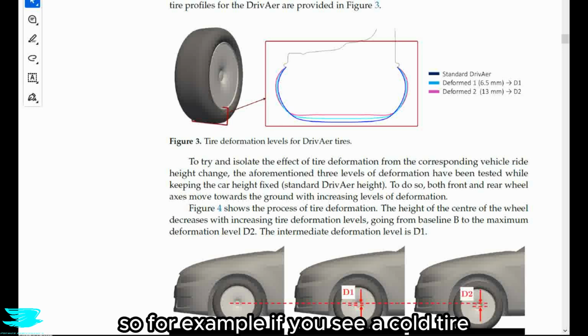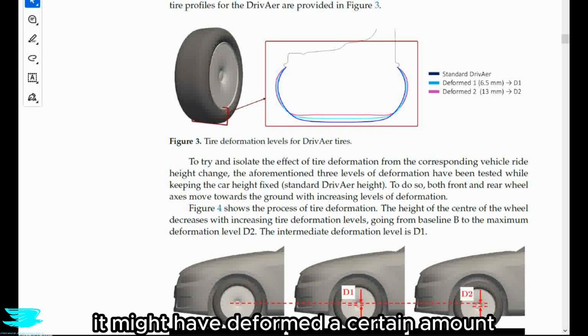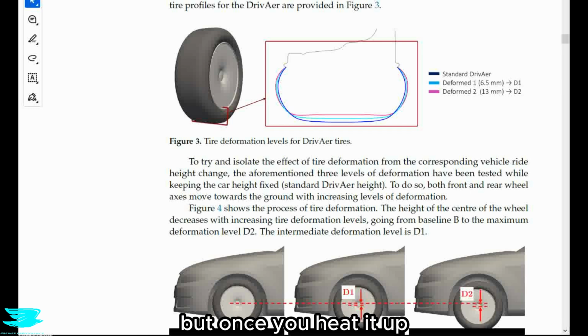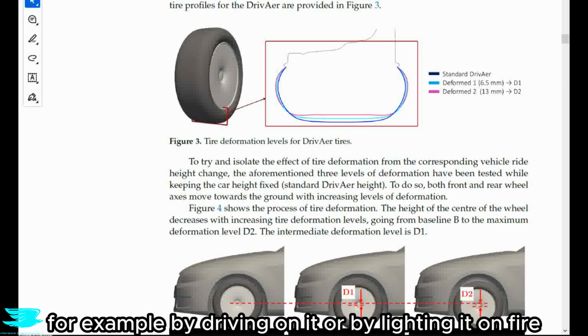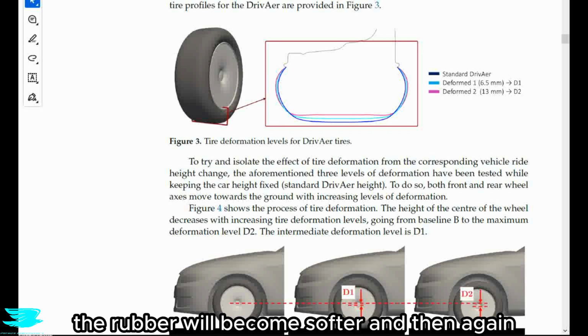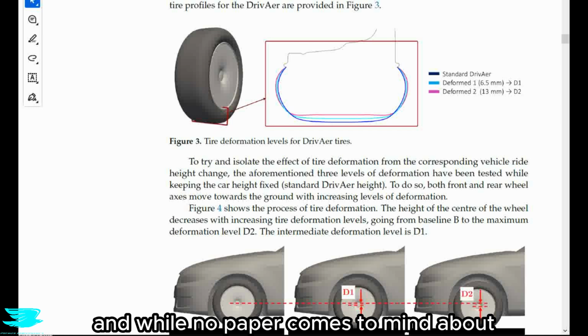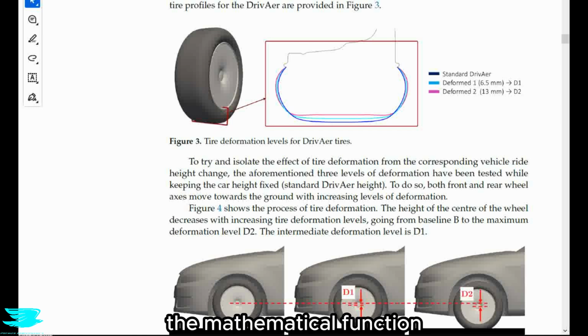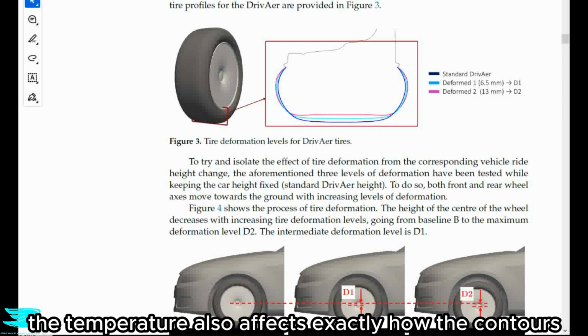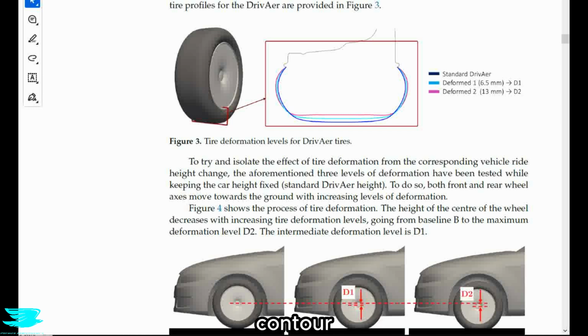So for example, if you see a cold tire, it might be deformed a certain amount, but once you heat it up, for example, by driving on it or by lighting it on fire, the rubber becomes softer, and that again changes how much deflection you get. And while no paper comes to mind about the mathematical function describing the contours of the tire, I'm willing to bet $100 that the temperature also affects exactly how the contours contour.